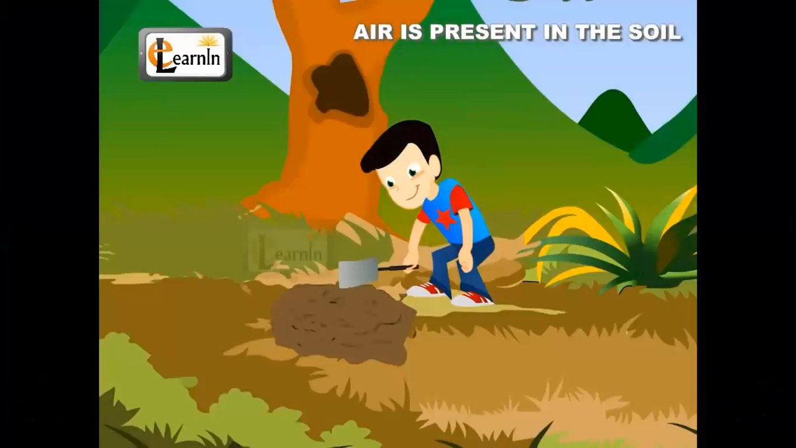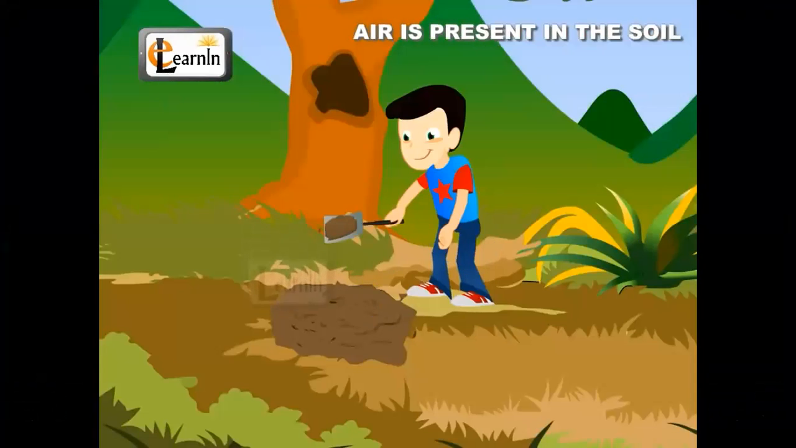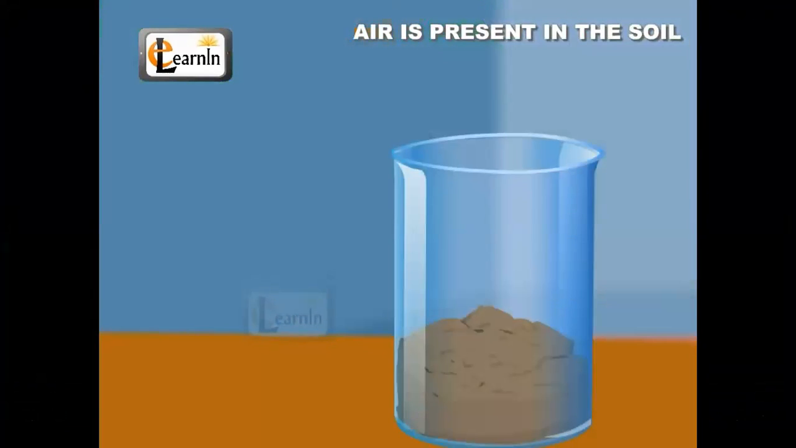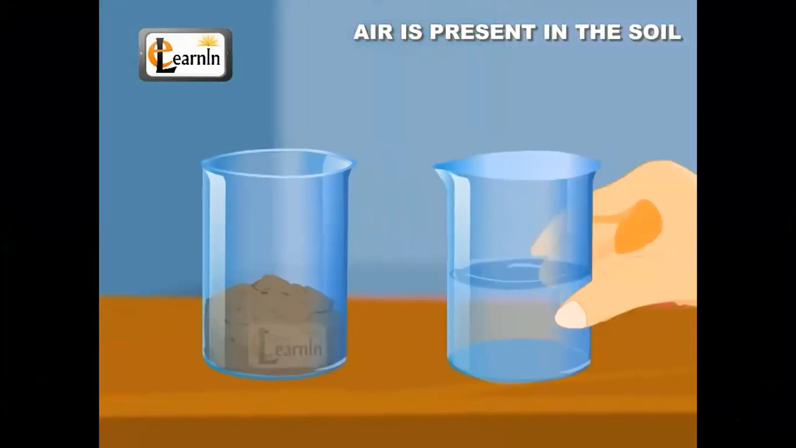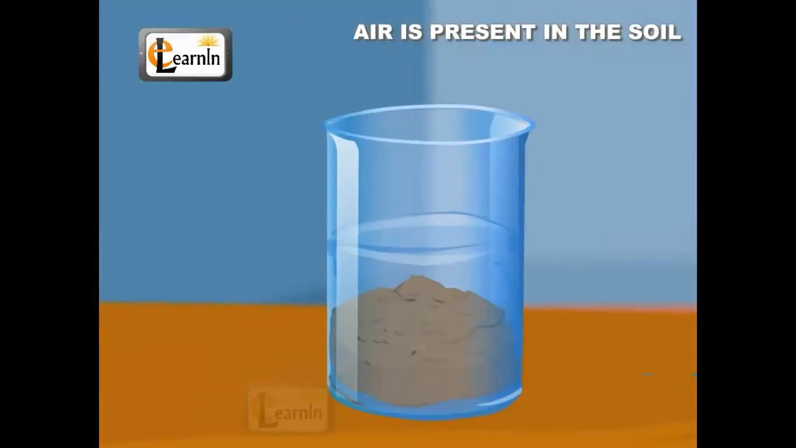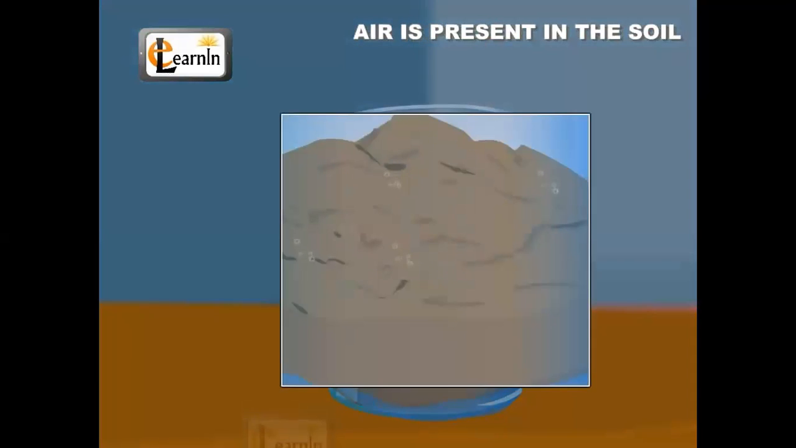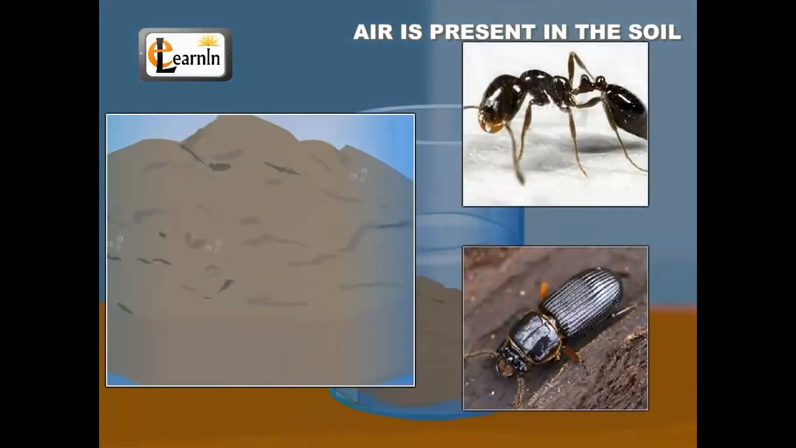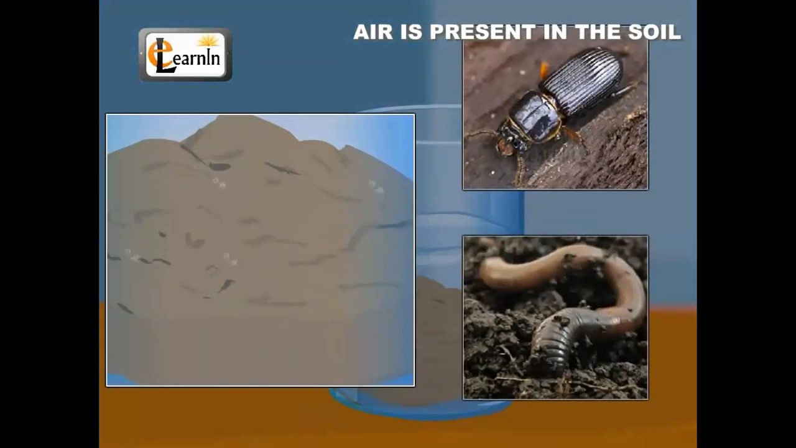Dig out a small lump of soil from your garden. Place this lump of soil in a small vessel. Pour a small amount of water on it. Bubbles are observed coming out of the soil. This is because the water molecules displace the air present between the soil particles, and the air rises and escapes from the surface as bubbles. This air is utilized by the organisms living in the soil, such as ants, beetles, and earthworms, to respire.